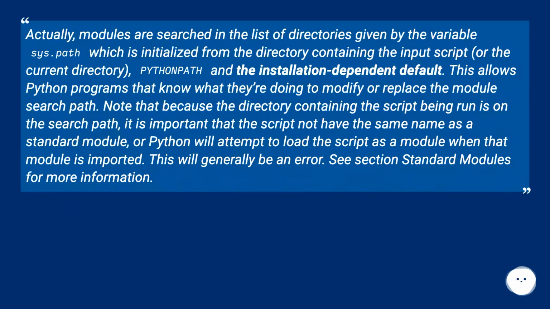Actually, modules are searched in the list of directories given by the variable sys.path, which is initialized from the directory containing the input script, or the current directory, PYTHONPATH, and the installation-dependent default. This allows Python programs that know what they're doing to modify or replace the module search path. Note that because the directory containing the script being run is on the search path, it is important that the script not have the same name as a standard module, or Python will attempt to load the script as a module when that module is imported. This will generally be an error. See section Standard Modules for more information.